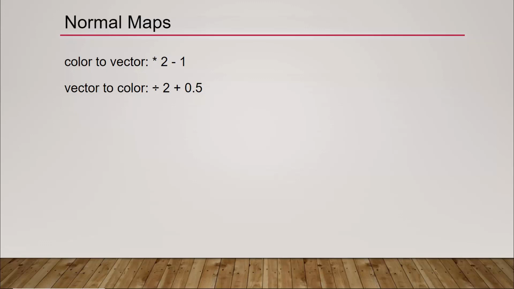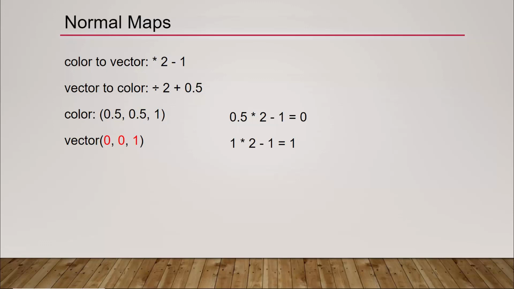So let's say the color is 0.5, 0.5, 1. 0.5 times 2 is 1, and then subtracting 1 from that gives you 0. So the first two numbers of the color, 0.5 and 0.5, get converted to a 0. And then 1 times 2 is 2, and 2 minus 1 is 1, so the 1 remains a 1. So the converted vector is 0, 0, 1, which is the default normal vector. So this is why the light purple color results in the default normal.